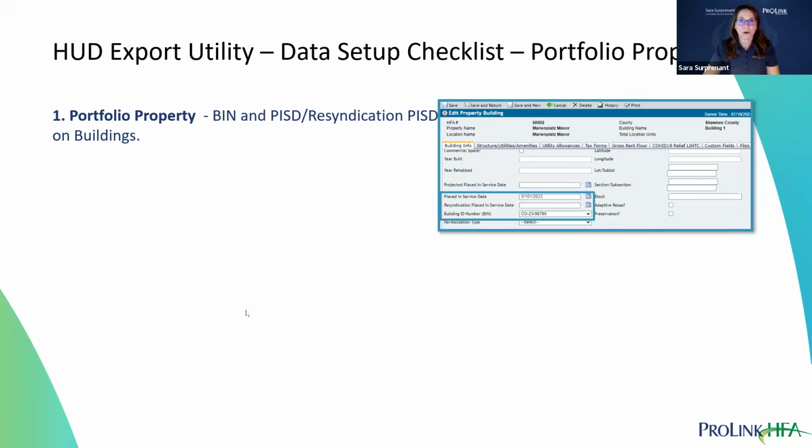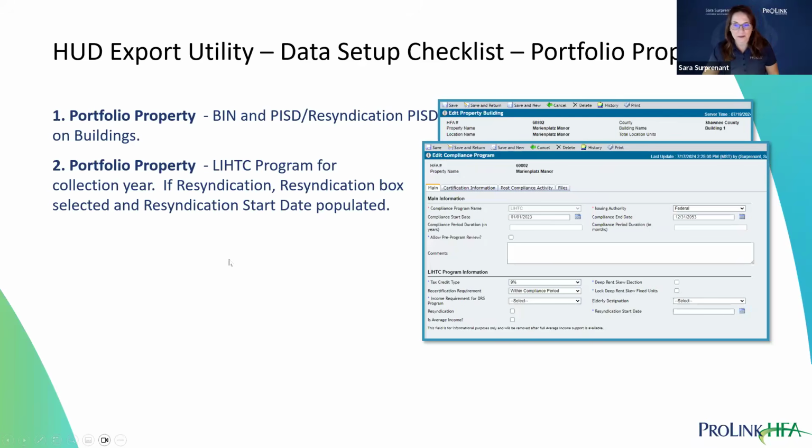So for portfolio property, the data that you want to have annotated on that, and you probably do this anyway, is your building identification number on the building and your place in service date. These are all important things for doing compliance to begin with. When your LIHTC program's active and you're generating and taking in your tenant events, this should be done, but this is something that could come back and bite you. Again, LIHTC program for collection year.